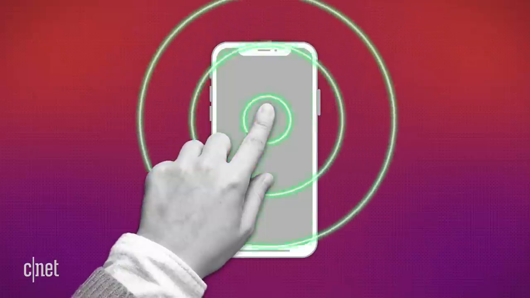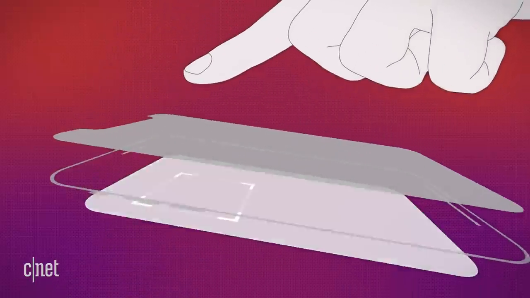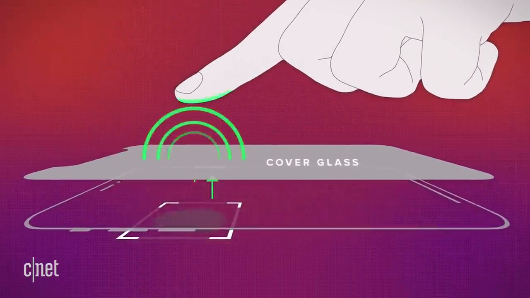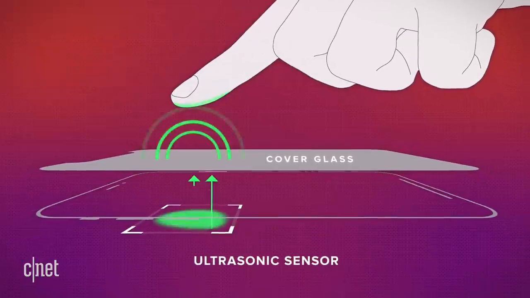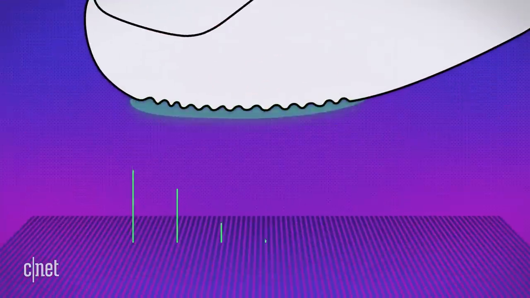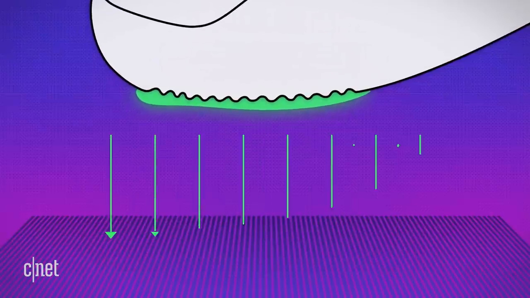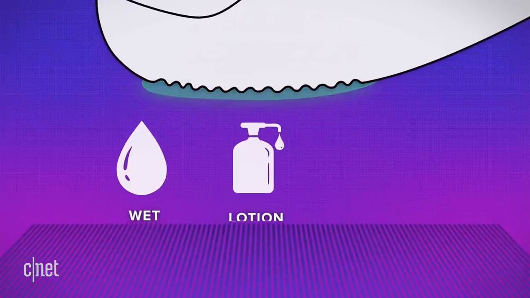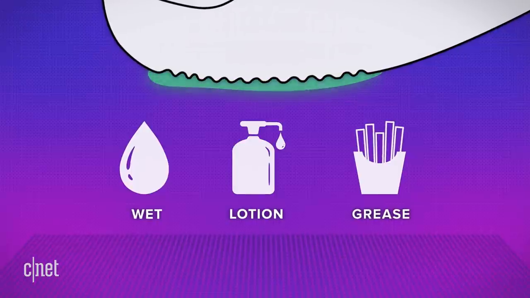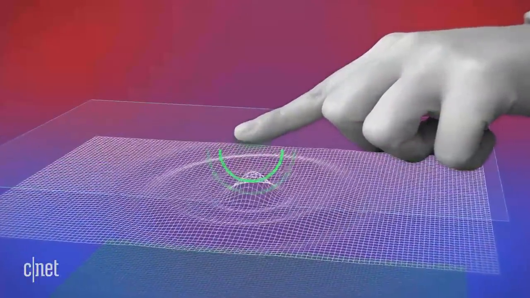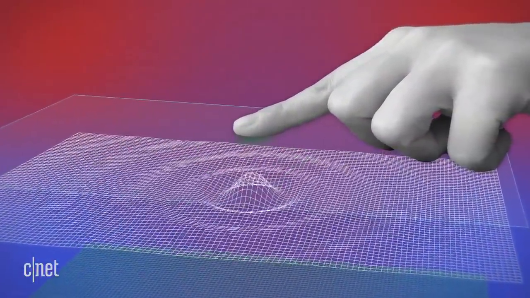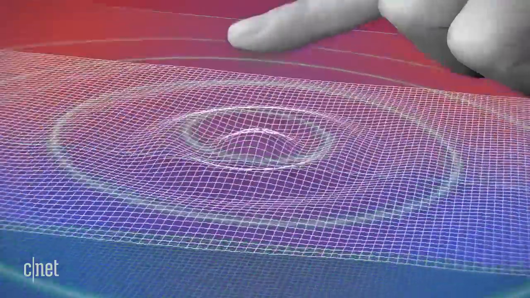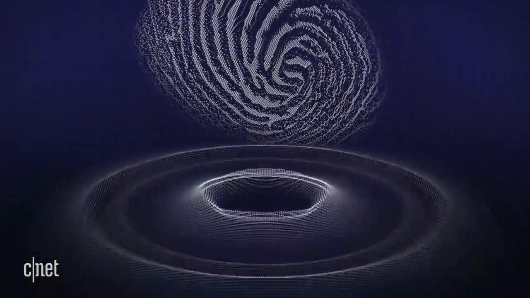You touch the screen, the sensor wakes up, and it sends sound waves back up to your finger that can read 4 millimeters into the outer layers of your skin. Because sound waves can penetrate through liquid, it will work even if your finger is wet or gummed up with lotion or French fry grease. When the sound waves bounce back down, the sensor module converts those wavelengths into electrical signals that are then used to identify your finger's ridges and valleys.